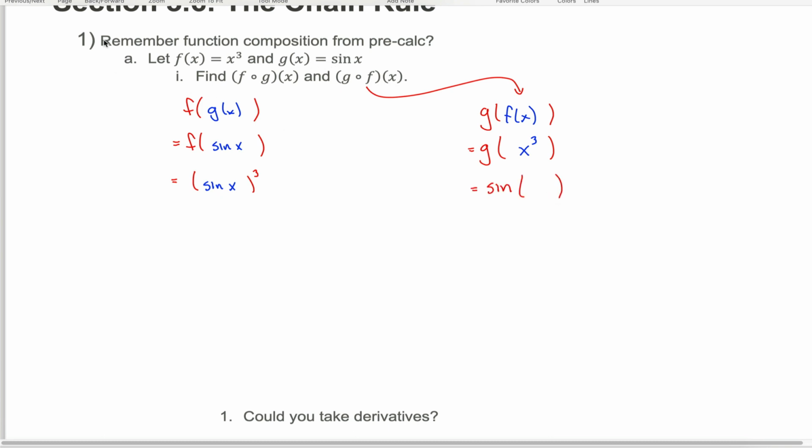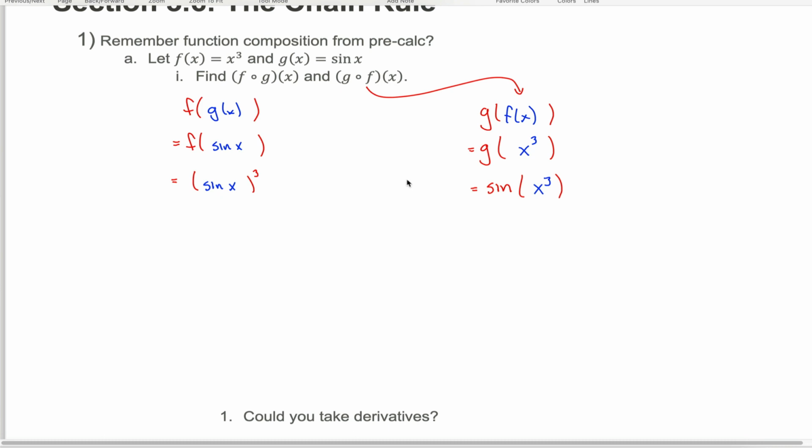That leaves me with the sine of x cubed. These two things look really similar, but they're not the same at all. In this case, it's what comes out of the sine machine that gets cubed, whereas in this case, it's what goes into the sine machine, the x, that's getting cubed. Very different expressions. Function composition is not commutative. The order that you compose is really important.